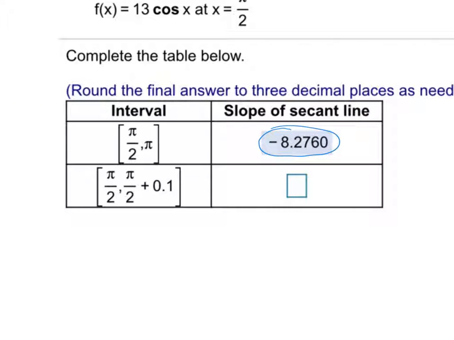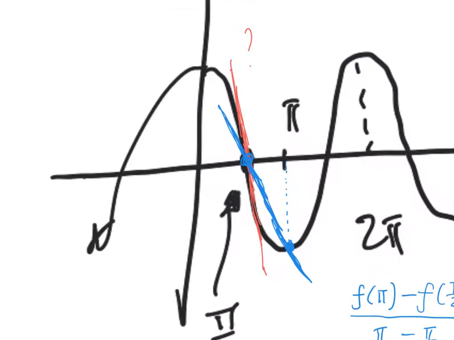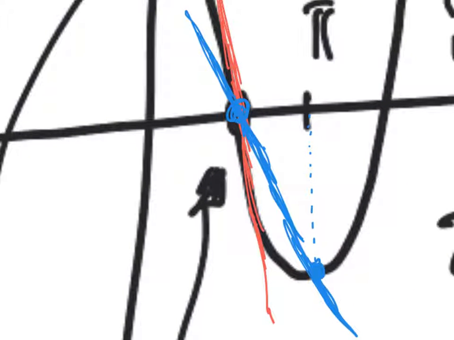Now similarly, the question continues to ask you to decrease the length of the interval. Originally it's pi over 2 to pi. Now it's pi over 2 to pi over 2 plus 0.1. So how do I compute the slope of this secant line? Basically I want to go back to my graph and show you what's going on, okay? So at this point, this is pi over 2. Suppose this point is pi over 2 plus 0.1, okay? I'm going to use a different color, say green.